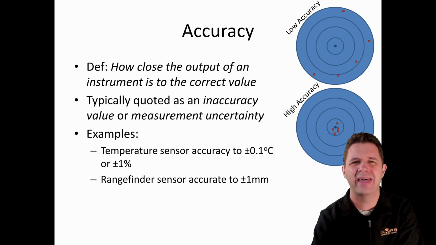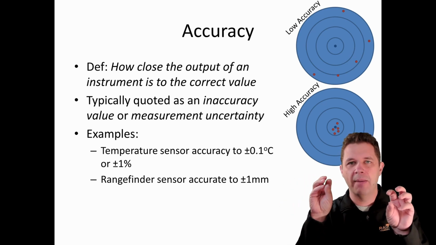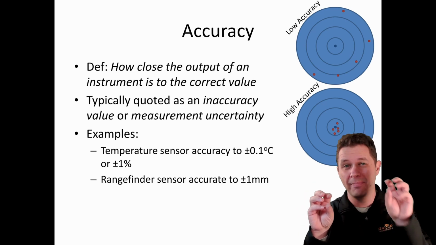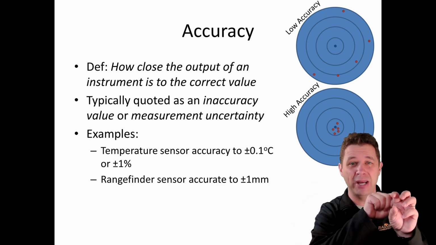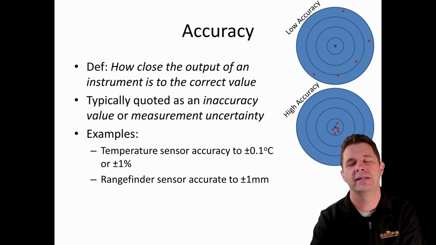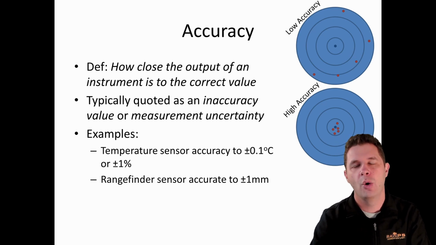Remember before we had that view of the input and the output, and we had a measurement quantity and the true value and then the measured unit. Well, how close is that measurement unit to the true value, the actual value where it actually is? Now, typically we quote this as inaccuracy or our measurement uncertainty.